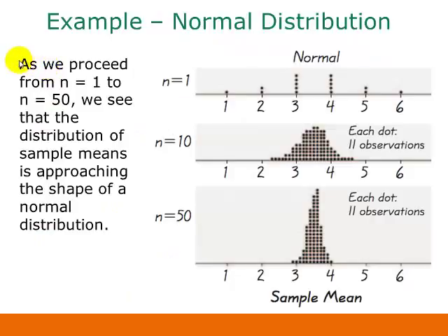All right, here's another example. This was a population that had a normal distribution to start with. So here was the distribution of our sample means when our sample size was 1. And you can see that even this one looks approximately bell-shaped. When n is equal to 10, we get an even nicer little bell shape. And when n is equal to 50, then we have even more of a bell shape for our sample mean.